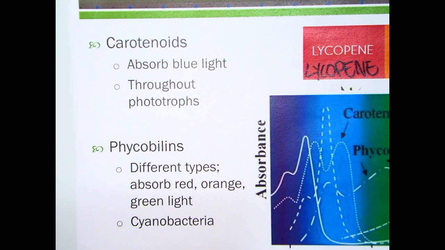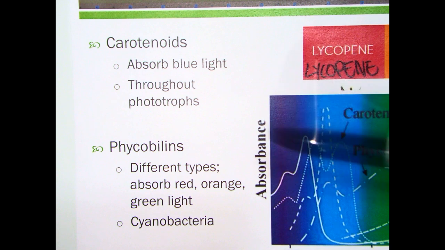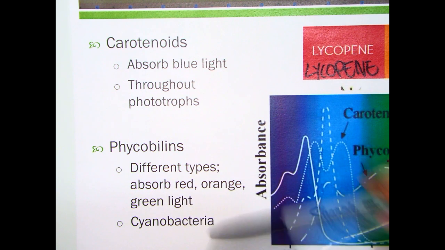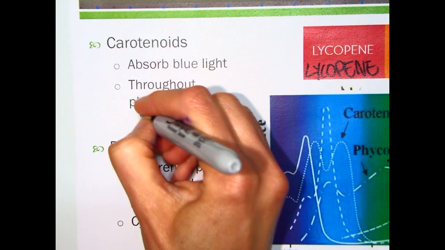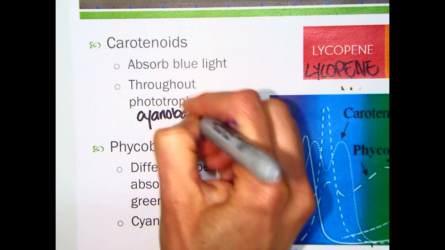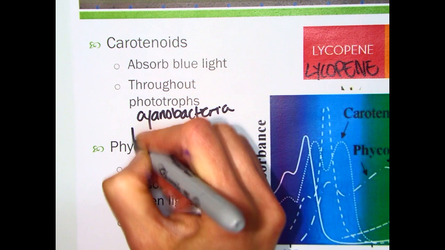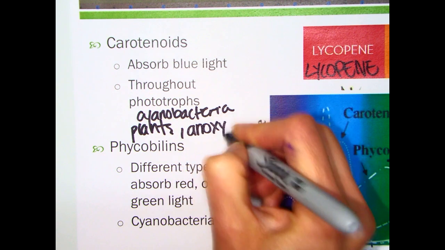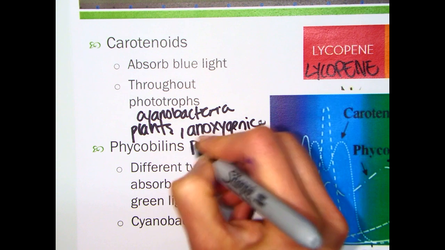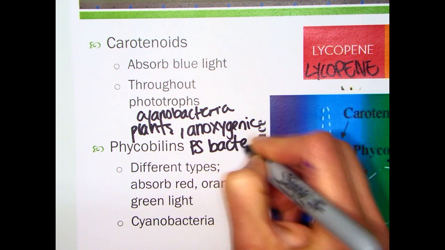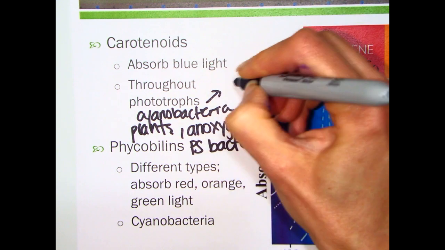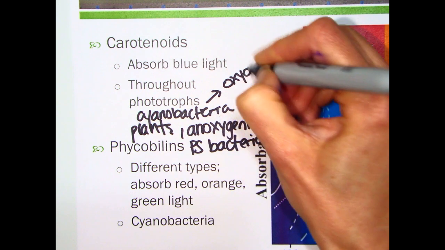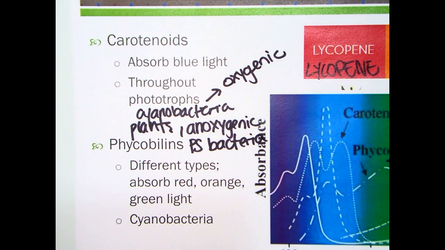In any case, there's a whole different range of phycobilins. They will absorb in red, orange, and green wavelengths, and they are found only in cyanobacteria, whereas carotenoids are in cyanobacteria, plants, and anoxygenic photosynthetic bacteria, because you will remember that cyanobacteria are oxygenic. They produce oxygen.